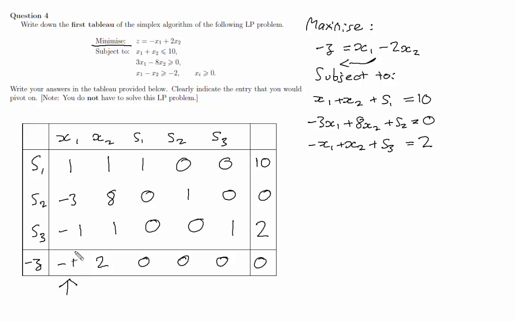Now we look at all the entries in this column. So we are looking for the smallest non-negative ratio between the resource value over here and the entry in this column. Here it's clear which option we choose because 2 of them are negative, so we pivot on this entry. And that's it, that's all we need to do.